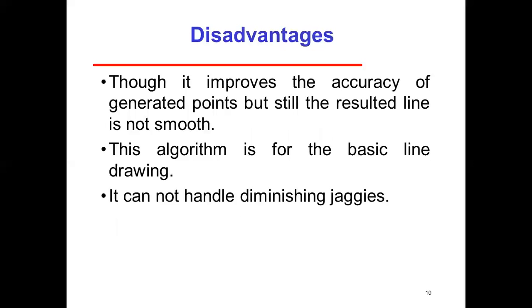What are the disadvantages? Each and every method has some advantages and also disadvantages. So we design at optimum conditions, involving more advantages and fewer disadvantages. We know that it improves the accuracy of the generated points, but still the resulting line is not smooth. So by using this method, we are not getting proper straight lines. The line is not so smooth, but this is mostly used to draw the basic line.